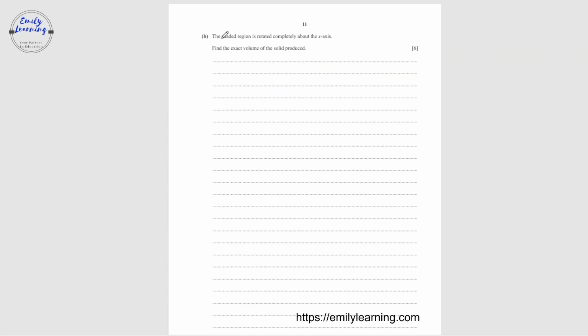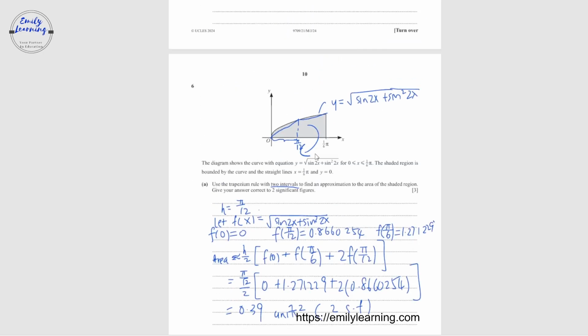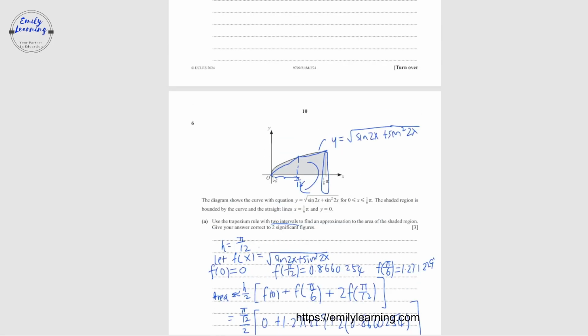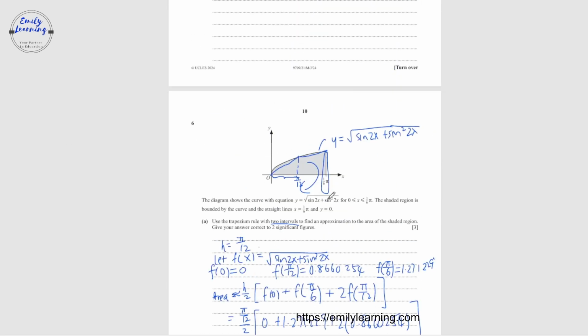Next, let's move on to part B. The shaded region is rotated about the x-axis. So we are going to rotate this about the x-axis and look at what is the volume generated. Whenever you are rotating about the x-axis, the formula is pi y squared dx. Because it is from x equals 0 to x equals pi over 6, we will put in the limits. So y is equal to square root of sine 2x plus sine squared 2x. So y squared will be without the square root. So y squared is sine 2x plus sine squared 2x.